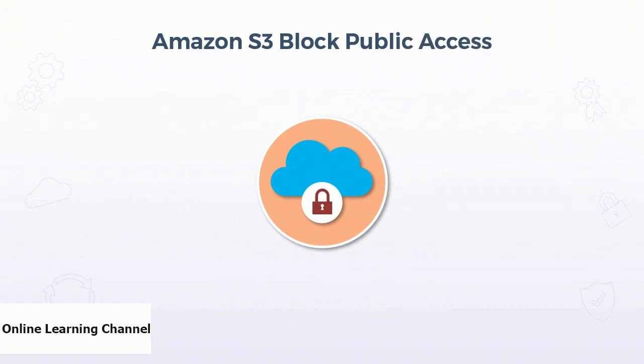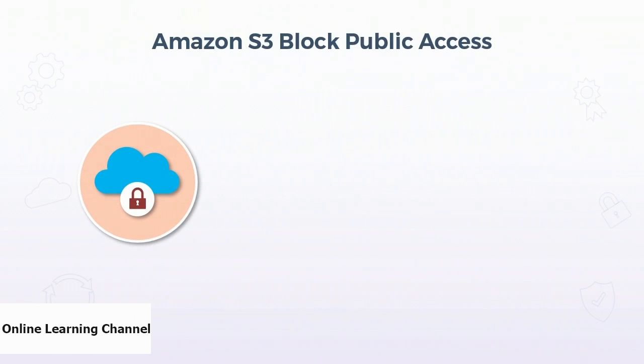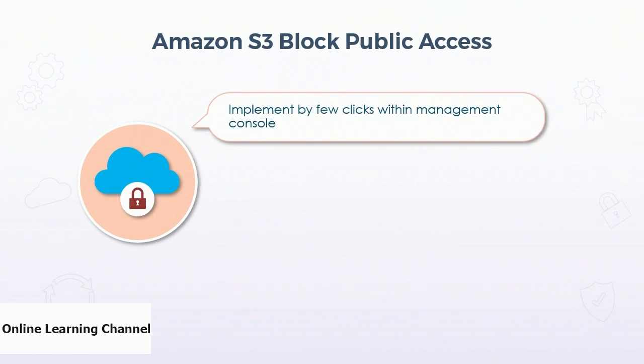In this video, we will understand what Amazon S3 Block Public Access is, and its features and workflows. Block Public Access is an Amazon S3 feature that allows users to block public access across their AWS account or to specific buckets. Block Public Access supersedes other S3 access permissions and can be implemented with a few clicks within the console.